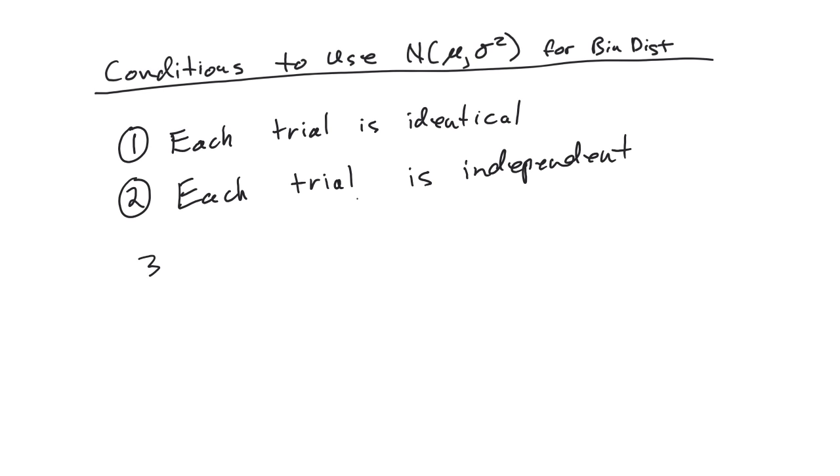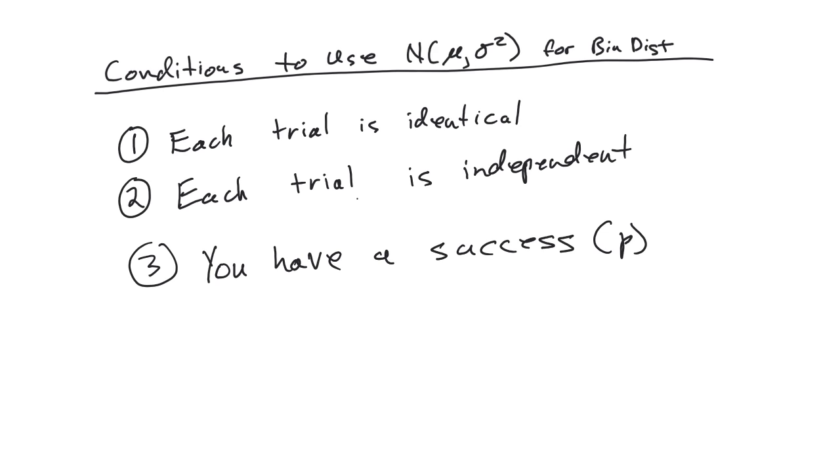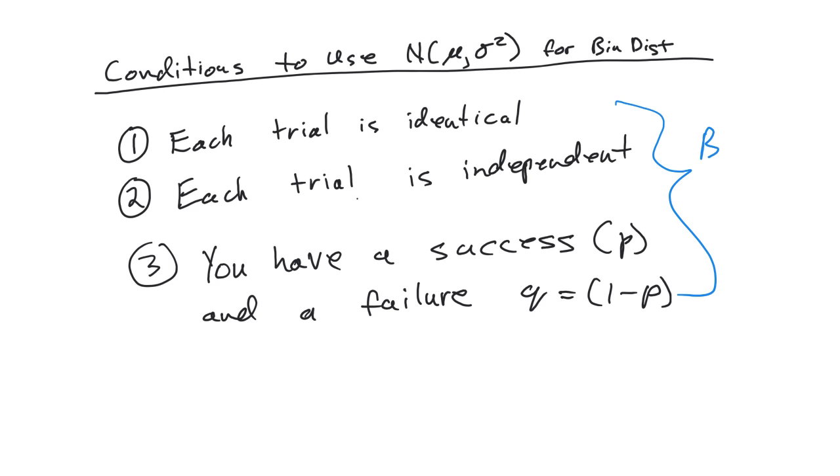And 3, you either have a success, which we called P, and a failure condition we called Q. And Q was no more than 1 minus P. Think of it that way. Now, all this describes a binomial distribution.